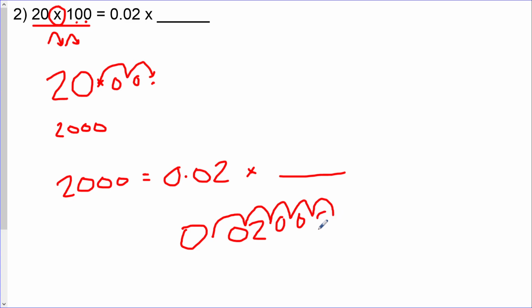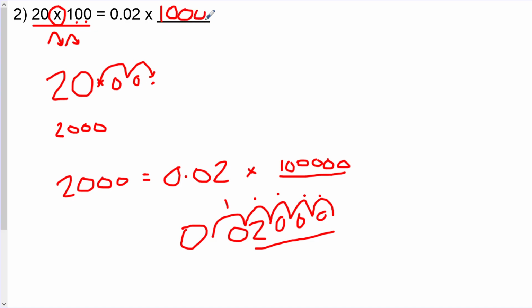One more jump, have I got to the number 2000? And I can see here, I have now reached the number 2000. Again now, I count my jumps. 1, 2, 3, 4, 5. So I did 5 jumps this time. That means I need to have 5 zeros. So therefore, 0.02 times by 100,000 would give me 2,000.